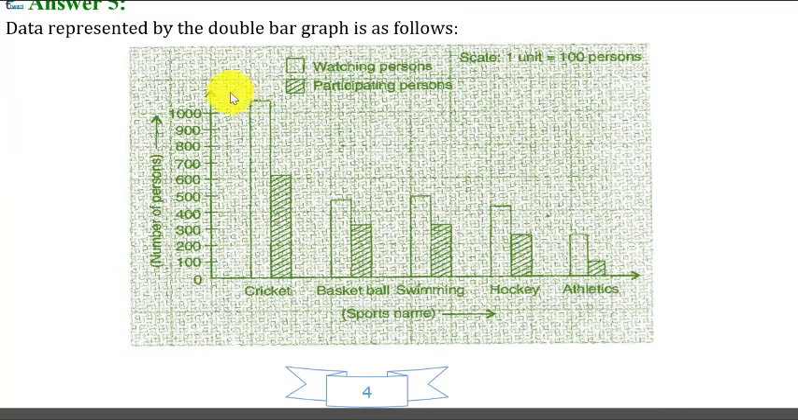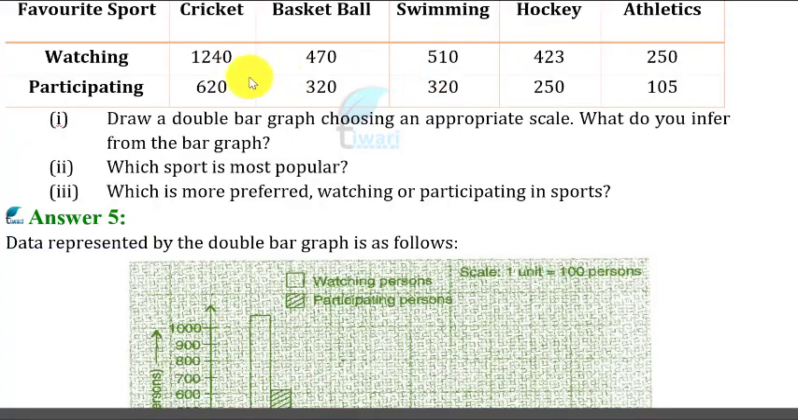So here we take the y-axis and x-axis. On the x-axis, the sports names, which are cricket, basketball, swimming, hockey and athletics. On the y-axis, the number of persons. This indicates the watching persons and this indicates the participating persons. The scale will be 1 unit equal to 100, because the values are given in hundreds.